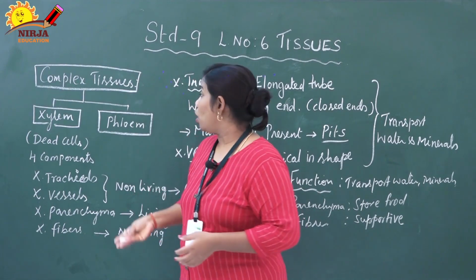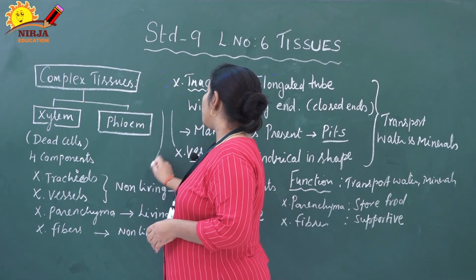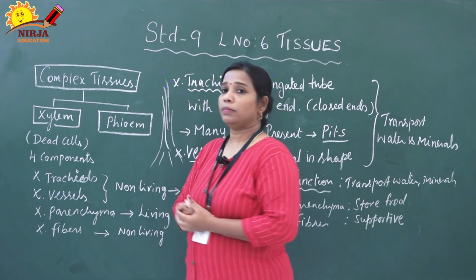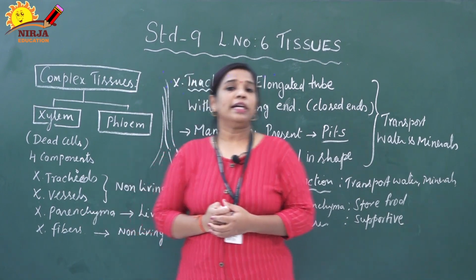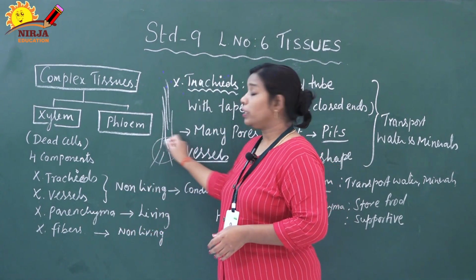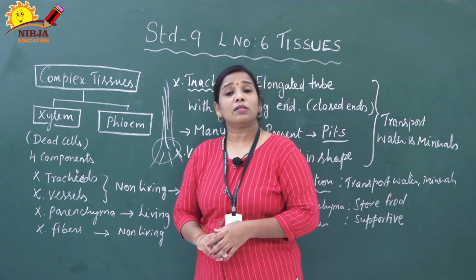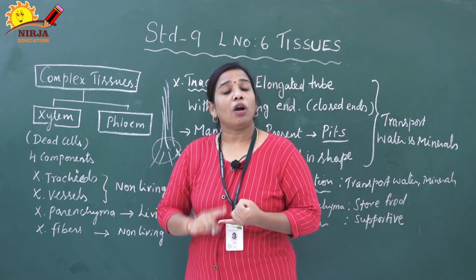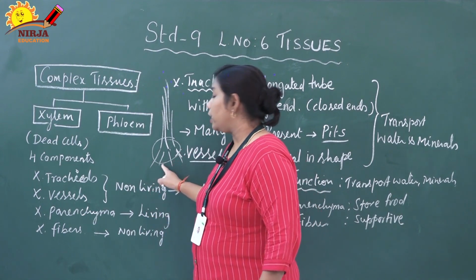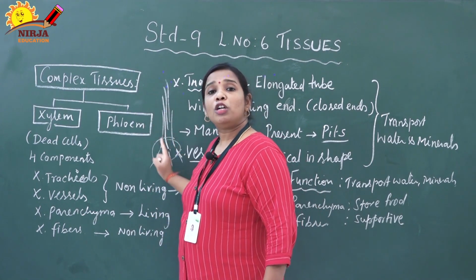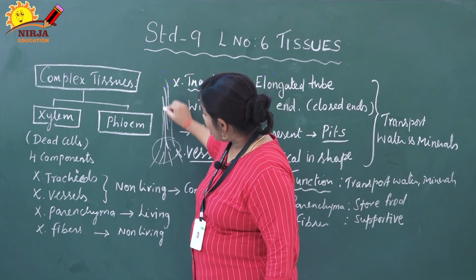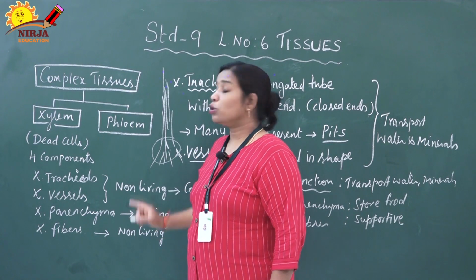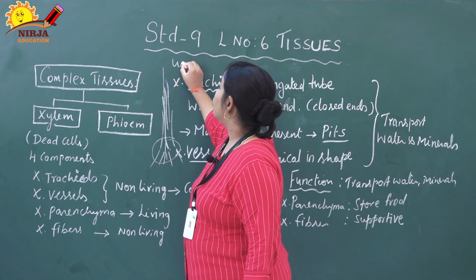What is the main function of xylem? It transports water and minerals. It transports water as well as minerals from roots to other parts of the plant body. That is the reason I told that the xylem is abundantly present in the root region. So its function is to absorb water and minerals from the soil and transport them upward. It moves from down to up.